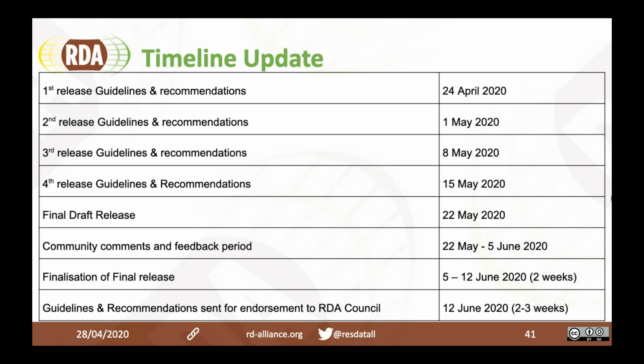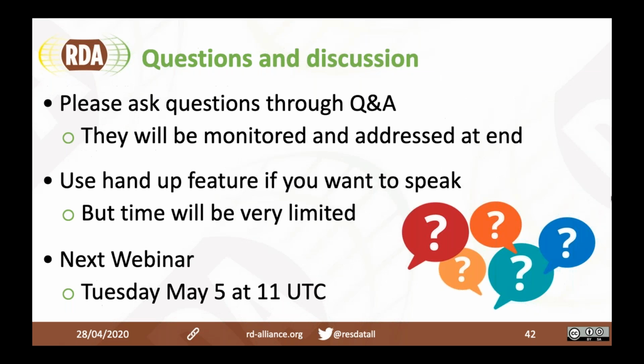There will be a call for community comments, and the feedback period will extend between the 22nd of May and the 5th of June. Then, for getting to the finalized final release, planned for 5 to 12 June, there are two weeks for the recommendation, and then they will be ready for endorsement by the RDA Council around the 12th of June. So that's where we stand with the plan for the timeline. Next slide.